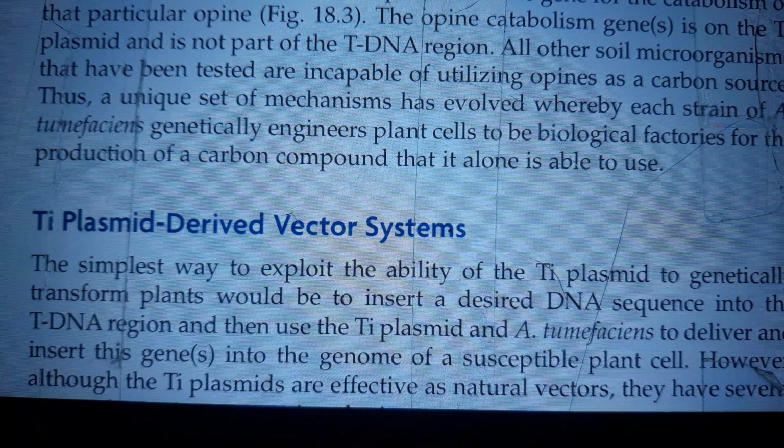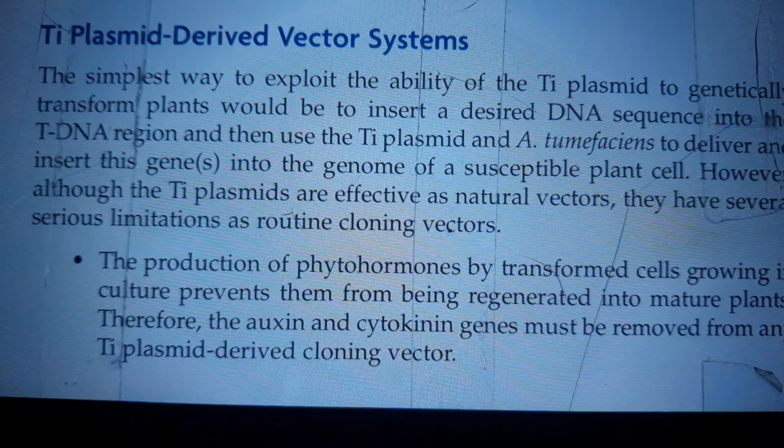A unique set of mechanisms has evolved whereby each strain of A. tumefaciens genetically engineers plant cells to be biological factories for the production of a carbon compound that it alone is able to use. Ti plasmid-derived vector systems.